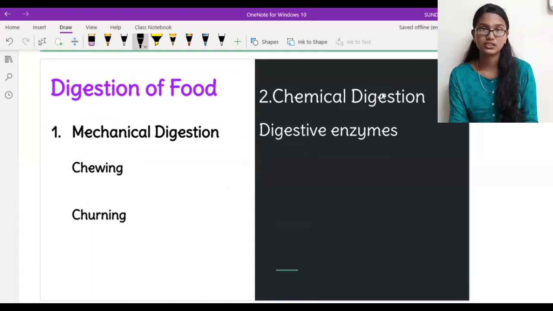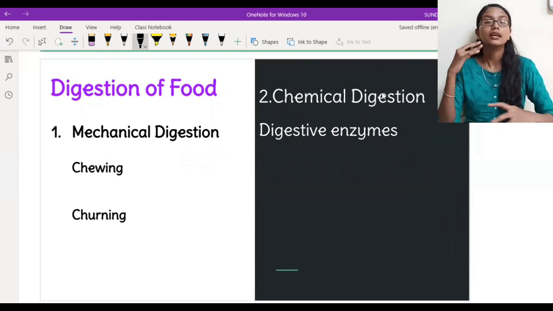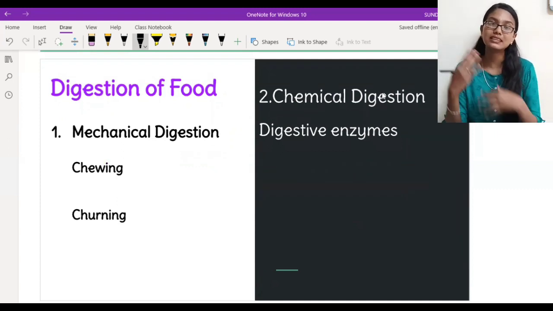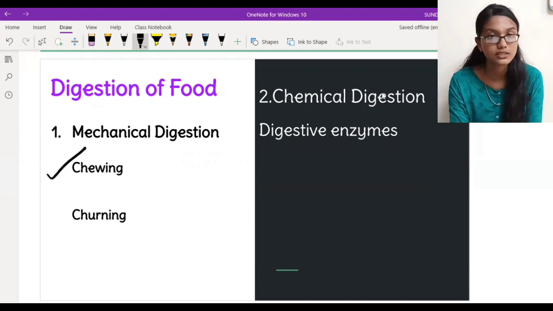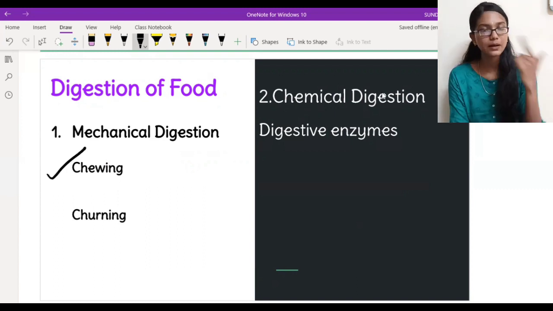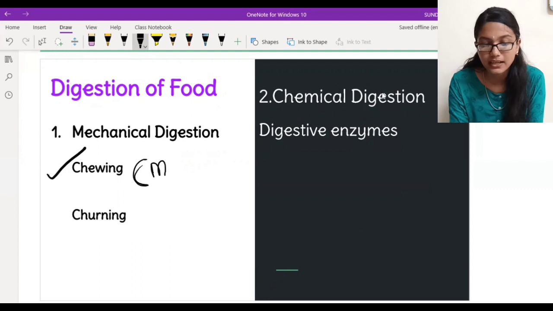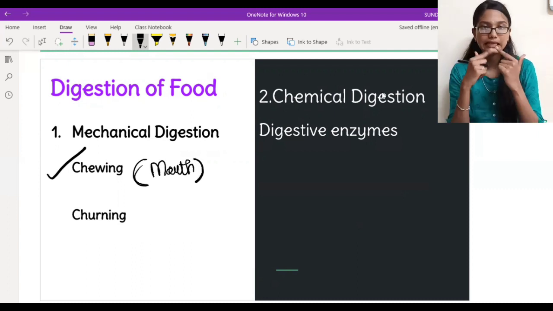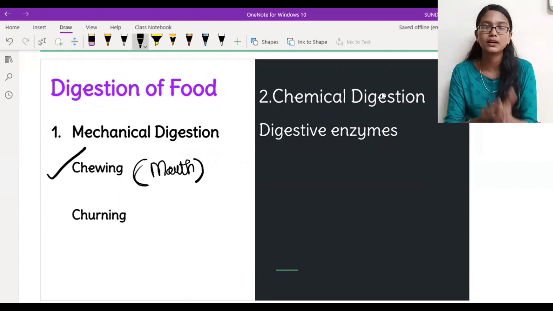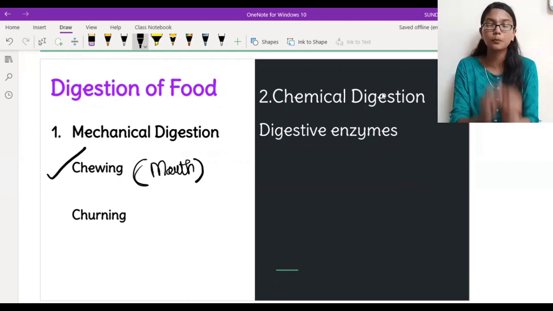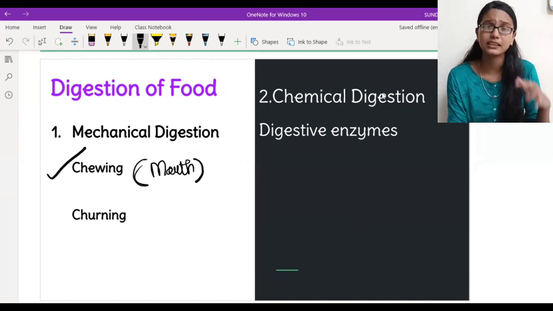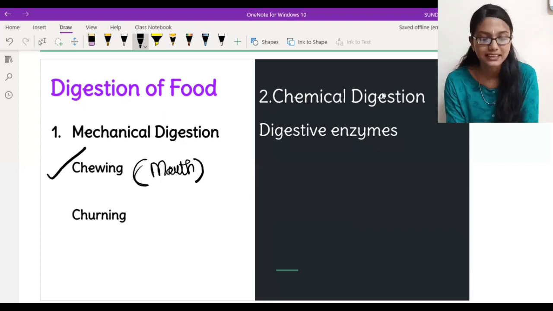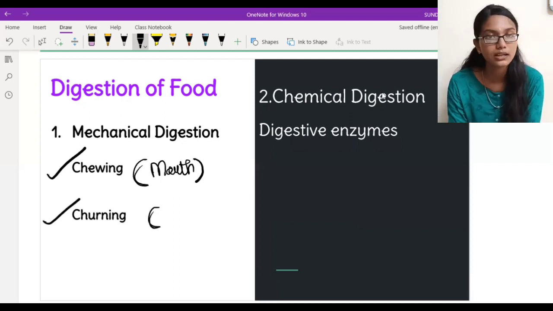Mechanical digestion is a digestion process where physical movements are involved. Under mechanical digestion, the first one is chewing. So where do we chew? Exactly, in our mouth. With the help of teeth and tongue, we chew the food properly, so we break down the complex food into simpler food items. Next, there is another place where mechanical digestion takes place, and that is in the stomach. There we don't call it chewing, we call it churning.